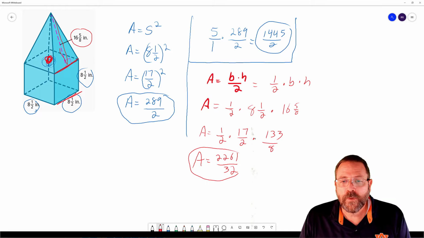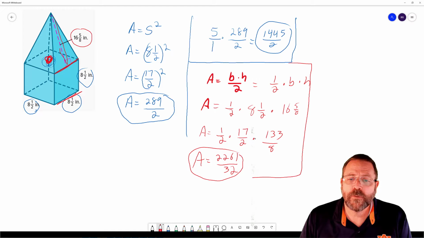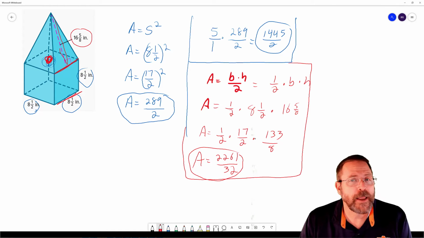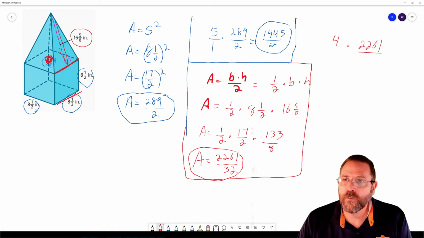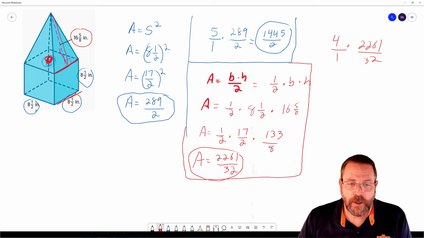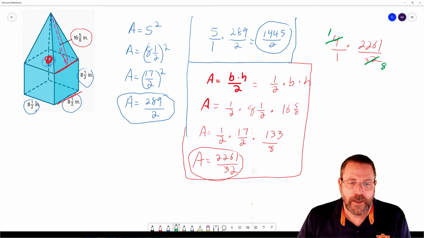Now we're going to circle that. Once again, it's not the answer, but it is an important sub-answer. Now we need to say how many of those triangles do we have? We have 4 of them. So I'm going to do 4 times the 2261 over 32. I'm going to simplify and multiply, which means that 4 goes into 4 once, 4 goes into 32 8 times, and now I've got a little bit better number to work with.